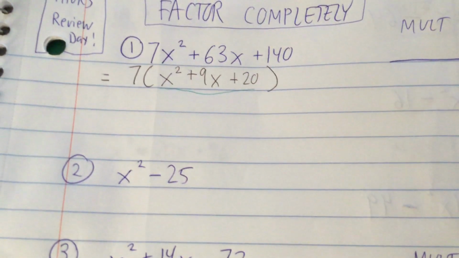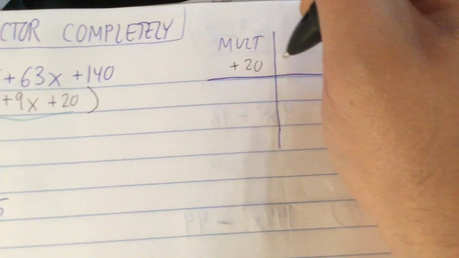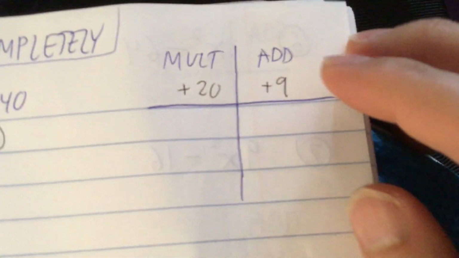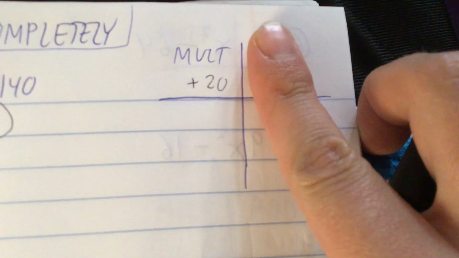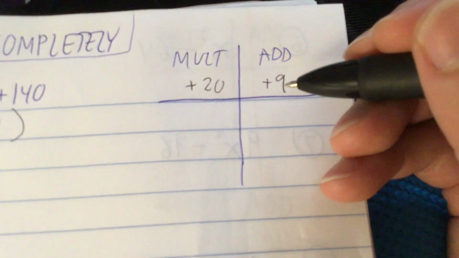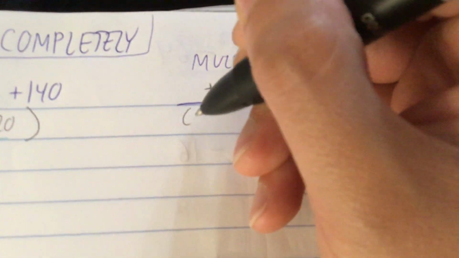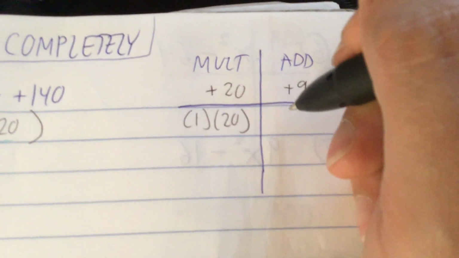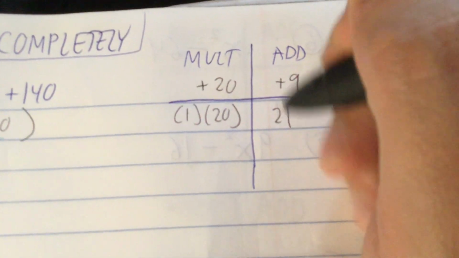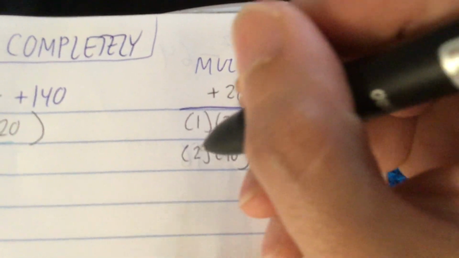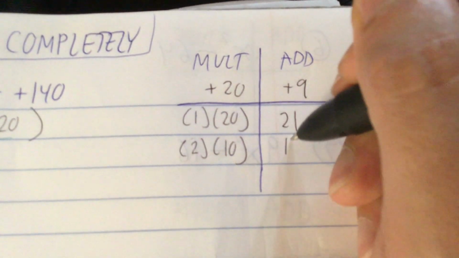So I need to do the factor the quadratic trinomial method. So I'm looking for two numbers that multiply to positive 20 and add to positive 9. First things first, it multiplies to a positive, so it has to be either positive positive or negative negative. But since it adds to a positive, then the combination needs to be positive positive. 1 times 20 is 20, but 1 plus 20 is 21. That doesn't work. Can I divide by 2? Yeah. Let's try 2 times 10. 2 times 10 is 20. 2 plus 10 is 12.